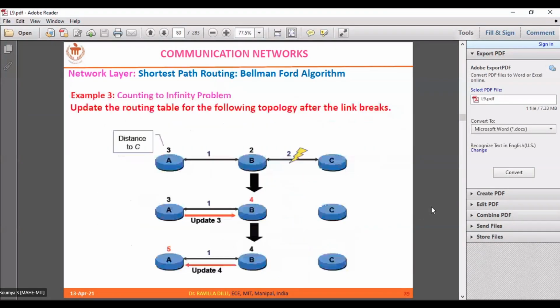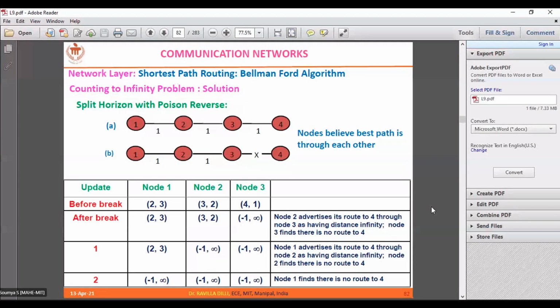But how does split horizon rectify this issue? By making the value as -1 comma infinity. It makes the distance as infinity. Therefore, in a lesser number of iterations, all the nodes in the network know that the node is not reachable.